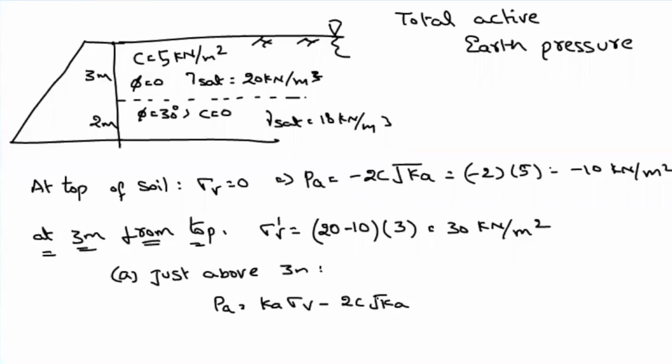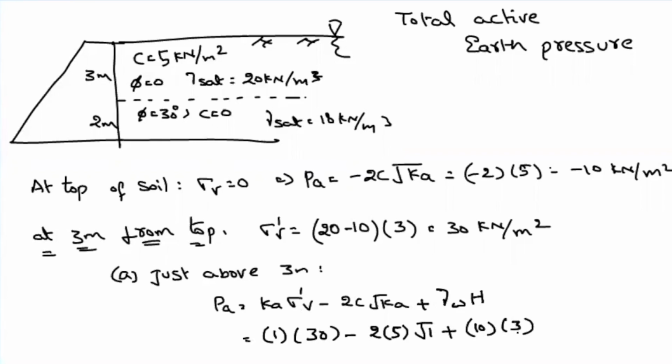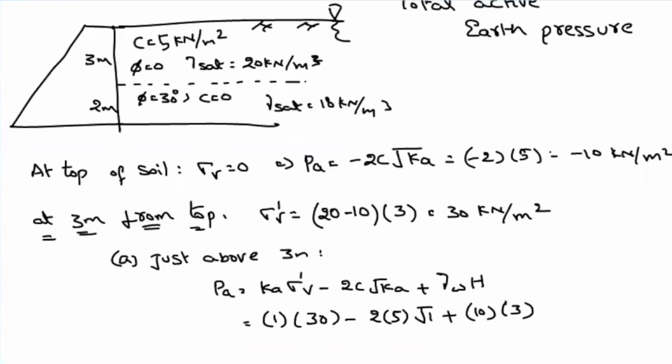This is because of the soil, but because of the water we add gamma W into H. So what about Ka, as phi equal to 0? It is 1. What about the sigma V? Effective vertical stress, 30, minus 2 into 5 into root 1, plus gamma W, considering it as 10, into H, which will be equal to 3. Then if you solve this, you will get the active earth pressure equal to 50 kilonewton per meter square.